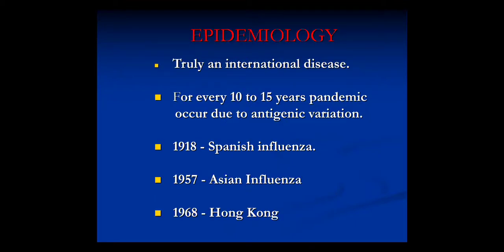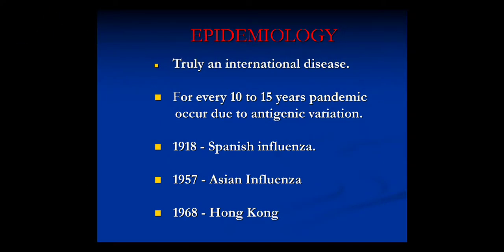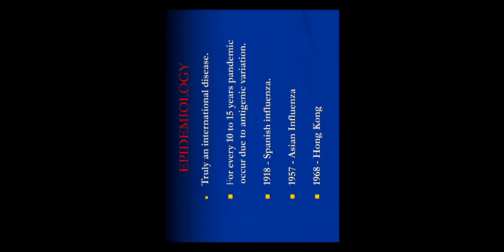Okay, right. So the epidemiology of this disease: it's truly an international disease. When it comes to COVID-19, it's the same. For every 10 to 15 years, a pandemic occurs due to antigenic variants. So the COVID is a new thing. It's a mutation of the coronavirus.